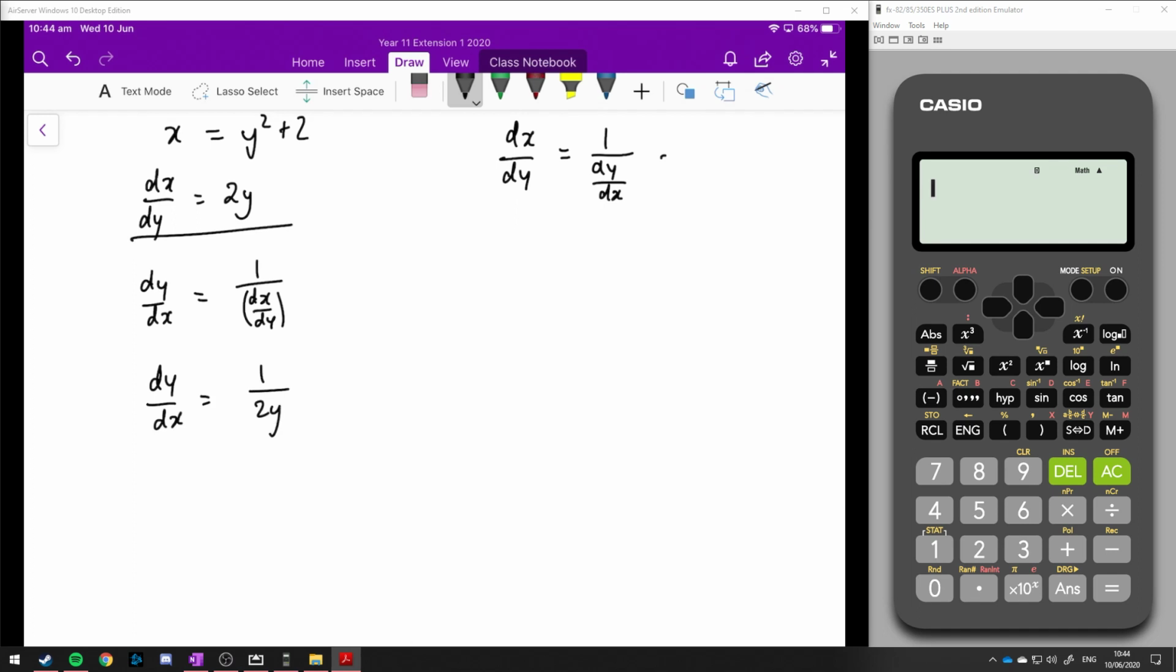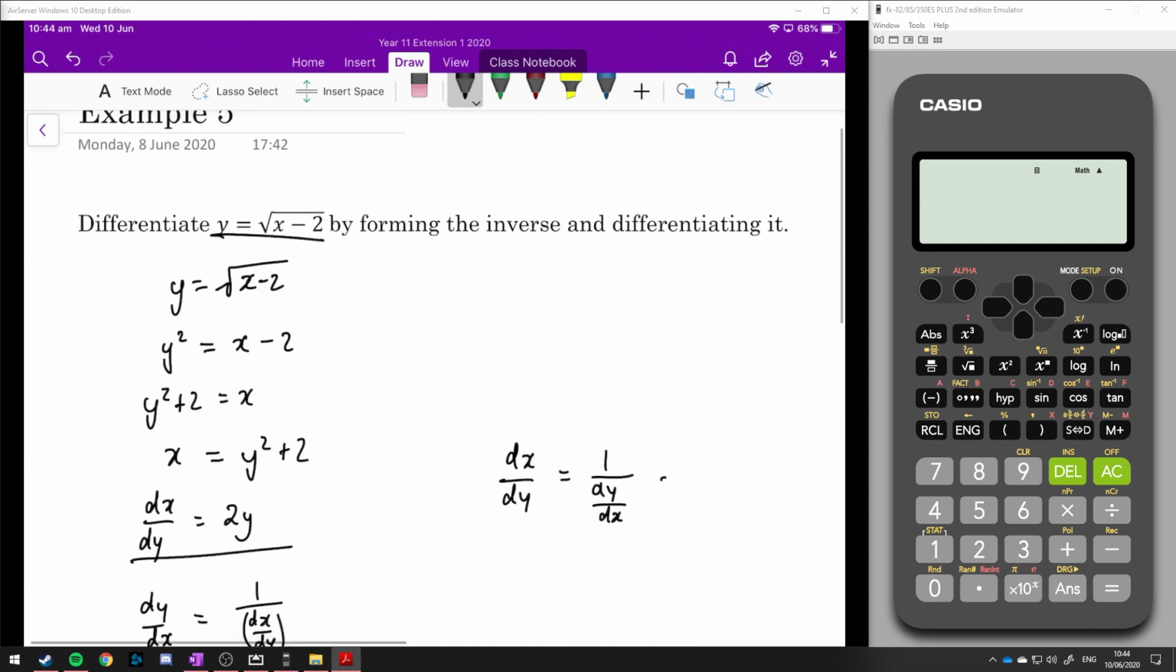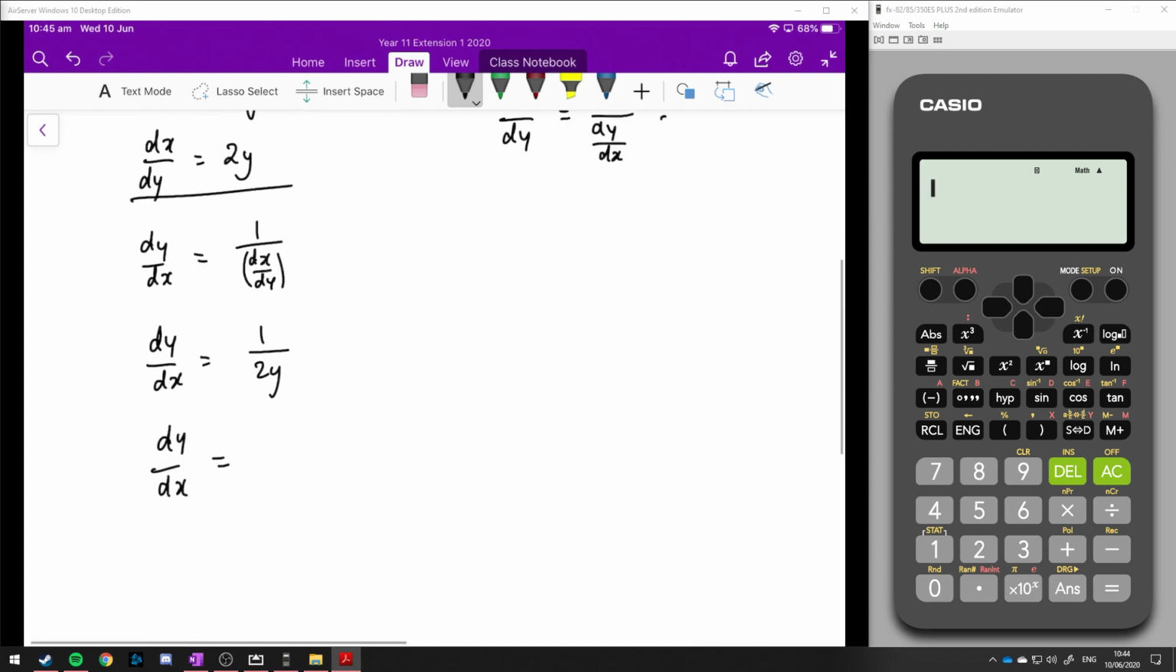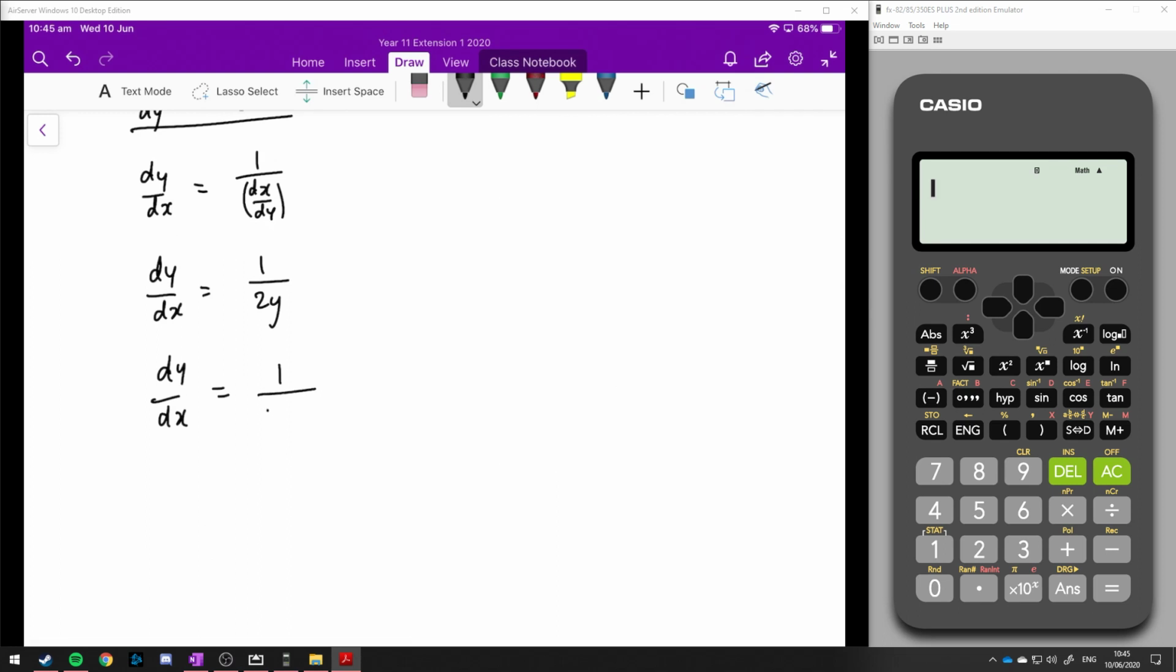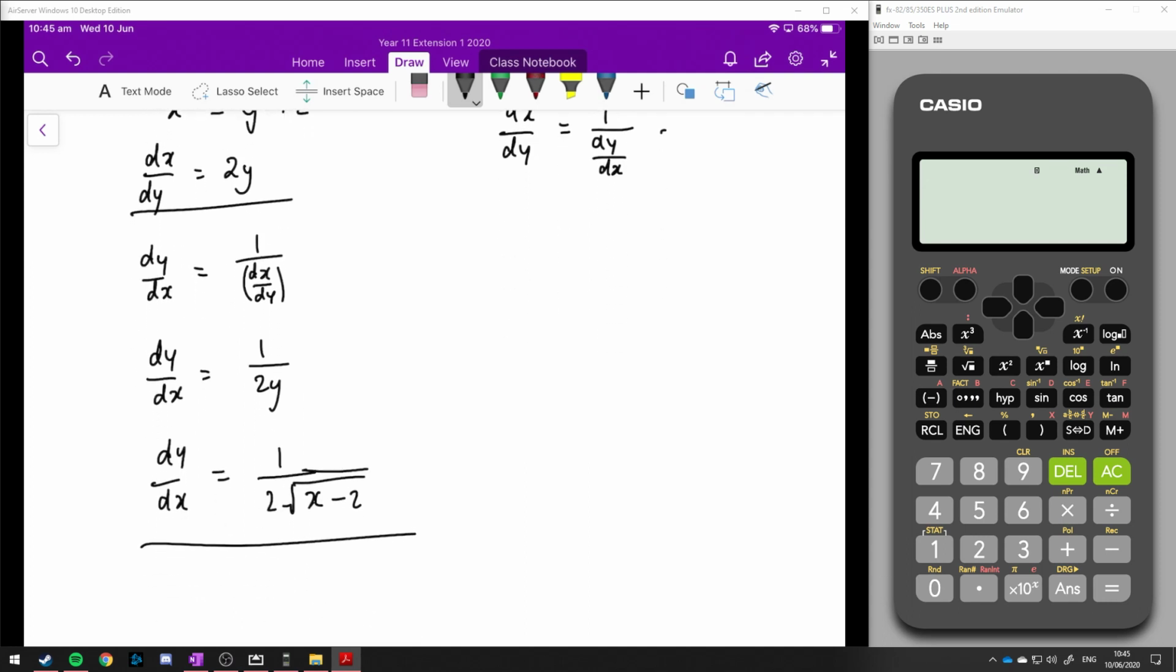Now the problem is this says the derivative of y with respect to x. However, we've got some value that has a y in it. We've got 1 over 2y. So our last step to get our solution is to just resubstitute our y value in. And from the beginning, we know that y is equal to the square root of x minus 2. So all we need to do is wherever we see a y, we substitute that back in. Okay? And that's it, done. So the derivative of the square root of x minus 2 is equal to 1 over 2 lots of the square root of x minus 2, okay?